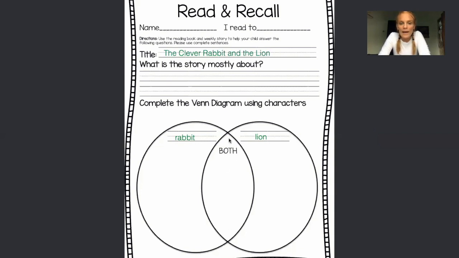Okay, let's compare them first. Both. They are both what? Are they both toys? No. Are they both people? No, they are not. They are both animals. So I'm going to put animals in the middle. A rabbit is an animal and a lion is an animal. So if they're both animals, it must go in the middle.